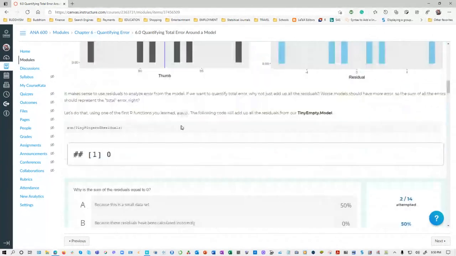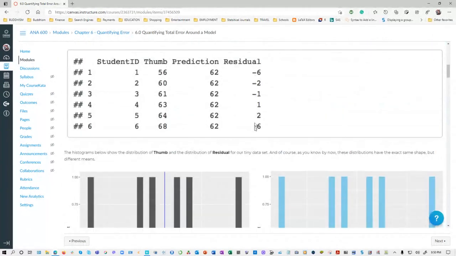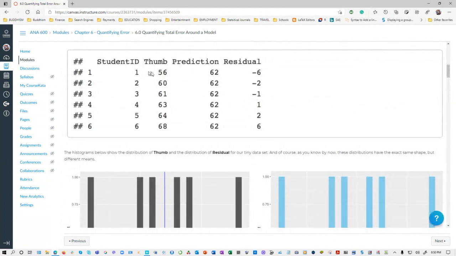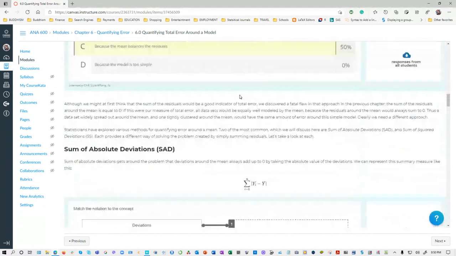Because of this serious issue, when you sum them up, to prevent them from becoming 0, we're going to take the absolute value. Take 56 minus 62, which is minus 6. Instead of minus 6, I'm going to get the absolute value, which is always positive, so 6. You take 60 minus 62, which is minus 2, and take the absolute value. That's what we are trying to do here.